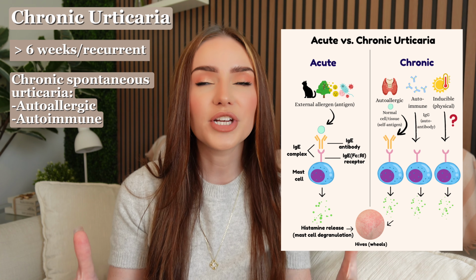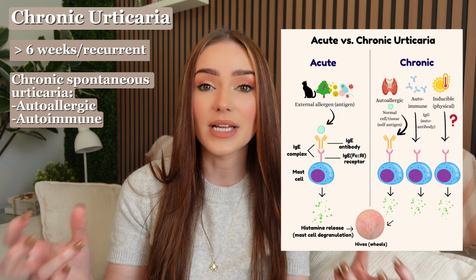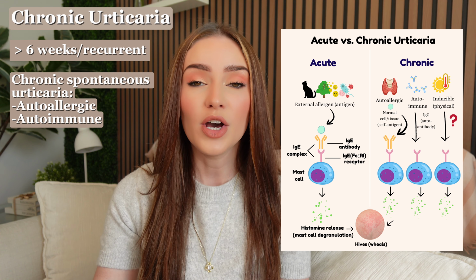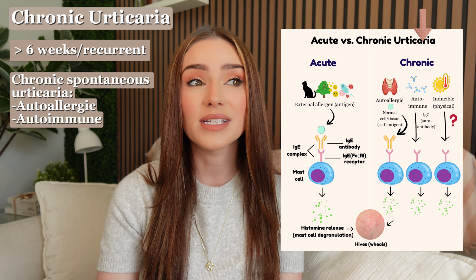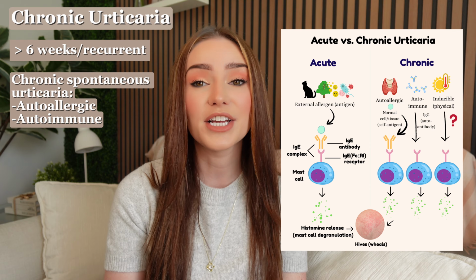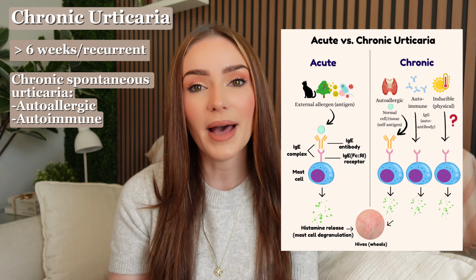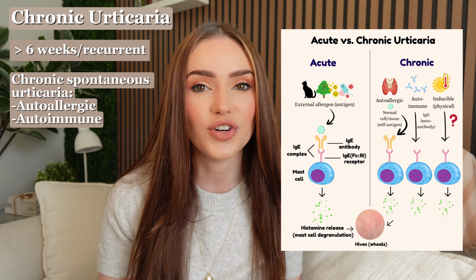So again, these IgE antibodies are formed against a normal internal allergen instead of something external. The second type is type 2b, which is autoimmune urticaria, and this happens when the body produces other antibodies, such as IgG, not IgE, and these cause the mast cells to activate and release histamine. So that's chronic spontaneous urticaria.